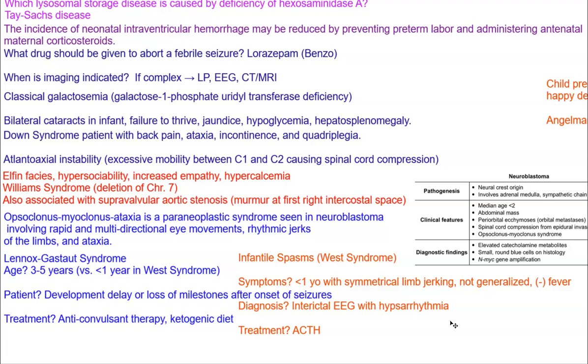Lennox-Gastaut syndrome, the age is going to be 3 to 5 years. Developmental delay or loss of milestones after onset of seizures. Treatment is anticonvulsant therapy or ketogenic diet. Infantile spasms, also known as West syndrome, symptoms occur at less than 1 year with symmetrical limb jerking, not generalized, and no fever. Diagnosis is with interictal EEG showing hypsarrhythmia. And then treatment for this is ACTH.